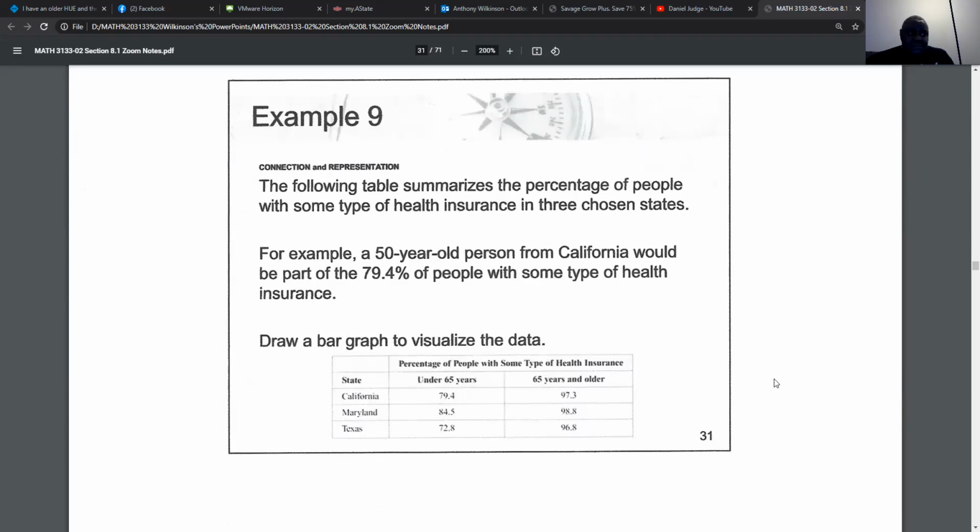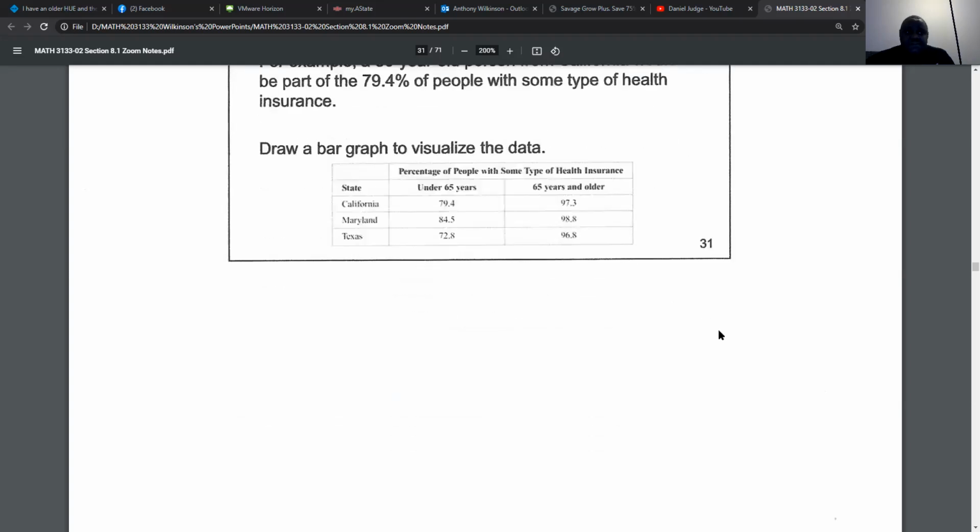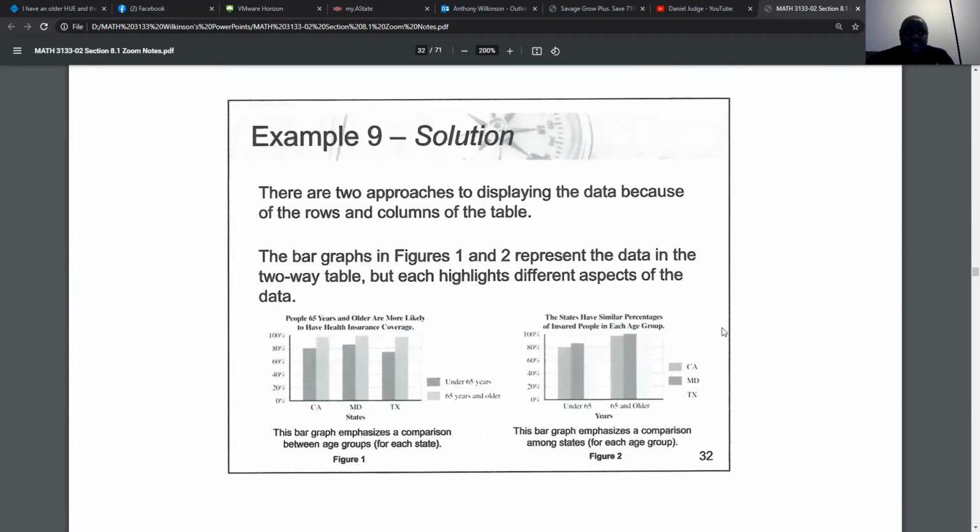So here is that table that summarizes the percentage of people with some type of health insurance in 3 chosen states. So that's down here at the bottom. For example, a 50-year-old person from California would be part of the 79.4% of the people with some type of health insurance. And here I want to draw a bar graph to visualize the data. And here is that bar graph.